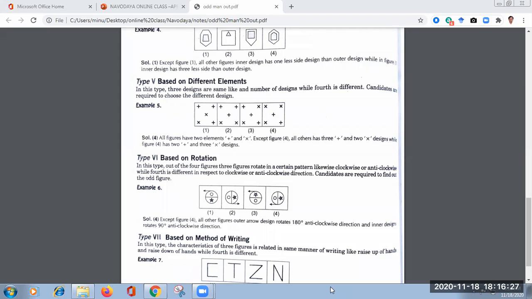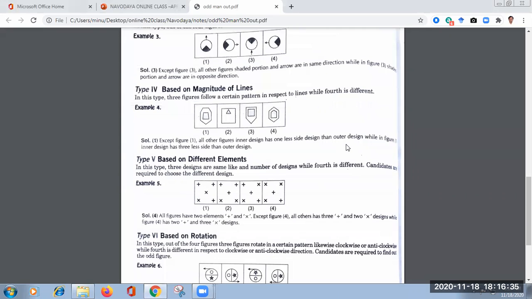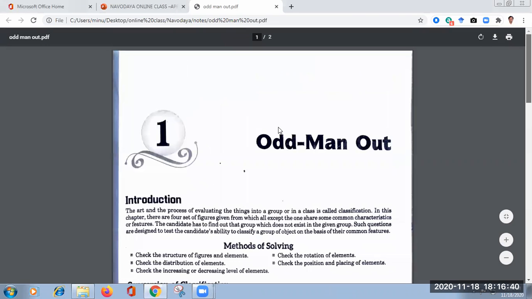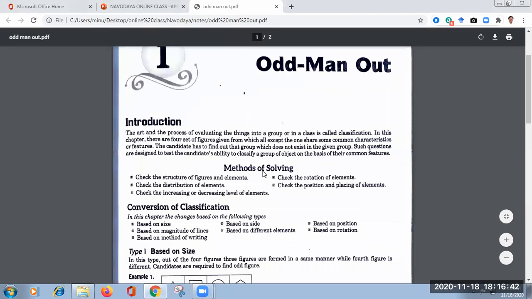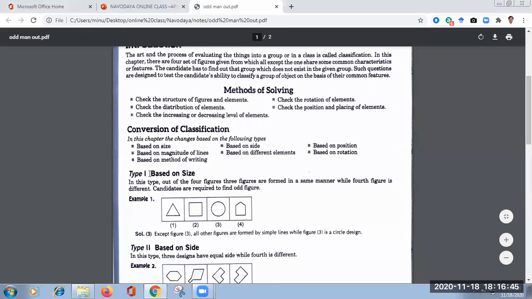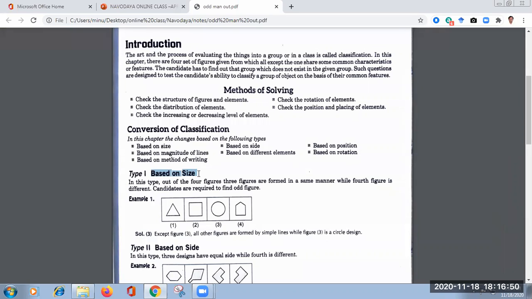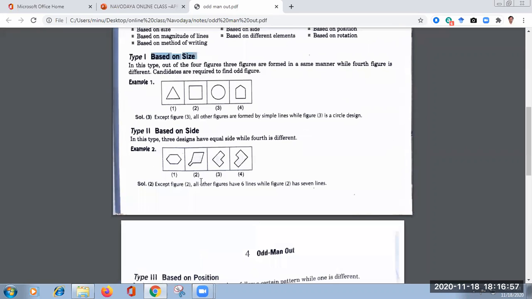Today we are going to discuss odd man out, a continuation of the previous class. In the previous class, we discussed the types of odd man out. What are the types we discussed? There are a couple of types. Questions will be asked based on the size, and again based on the side also.